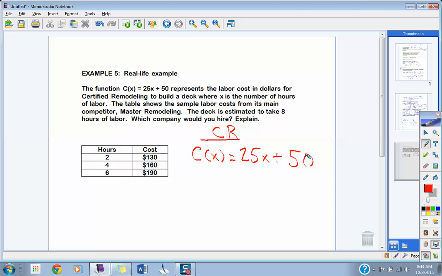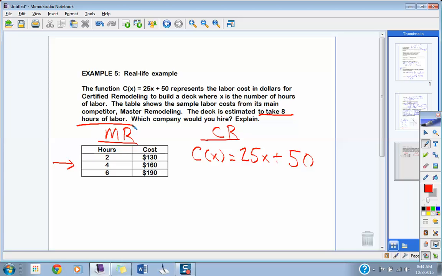Okay. It goes on to say right here, the table that I have right here shows the sample labor cost from its main competitor, Master Remodeling. So I'm going to put MR up here, Master Remodeling. It says the deck is estimated to take how long to build? It'll take us 8 hours to build this thing. Which company would you hire?